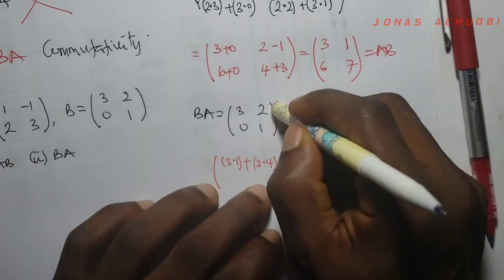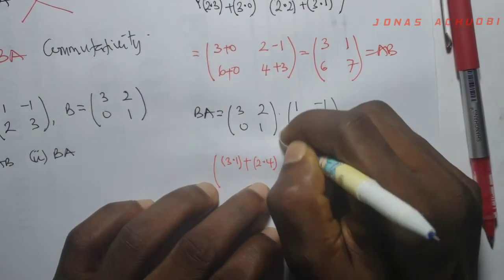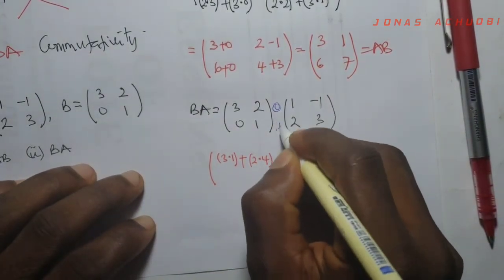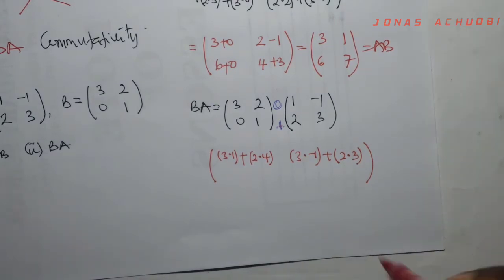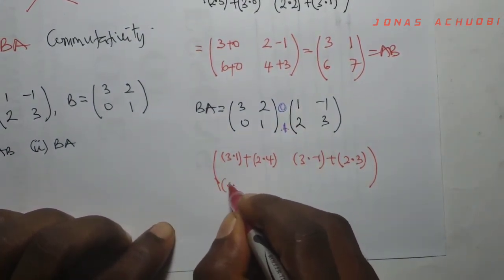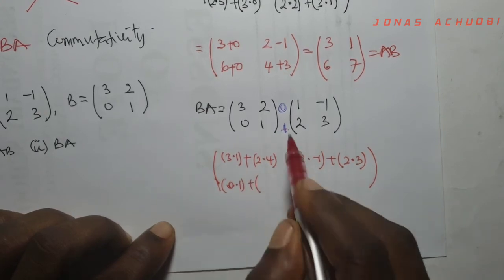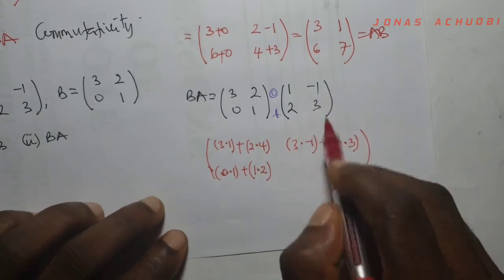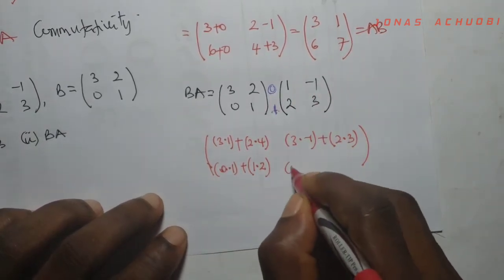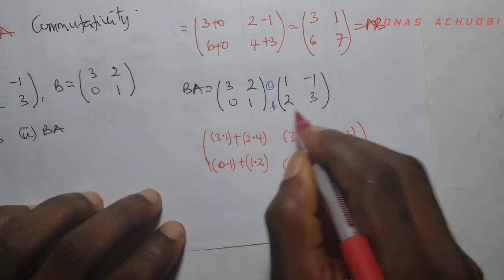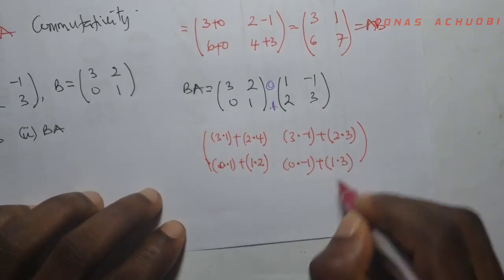So I now take out these entries here and bring in the second row. The second row is 0, 1. I place 0 and 1 here. I repeat the same process. So 0 times 1 plus 1 times 2. Second column, 0 times minus 1 plus 1 times 3.